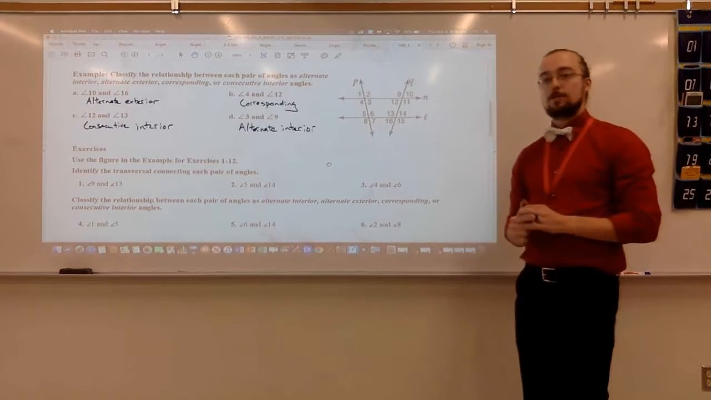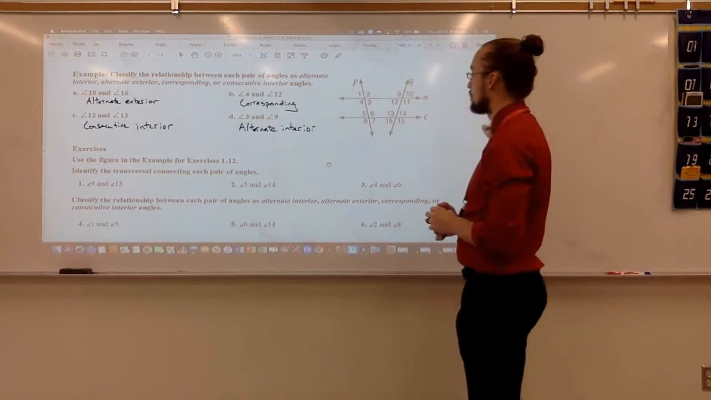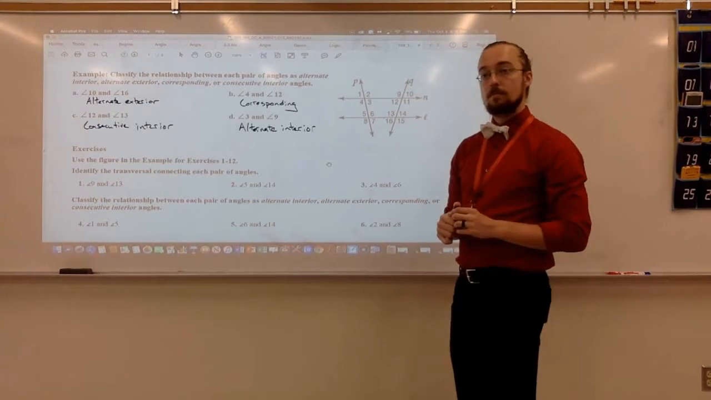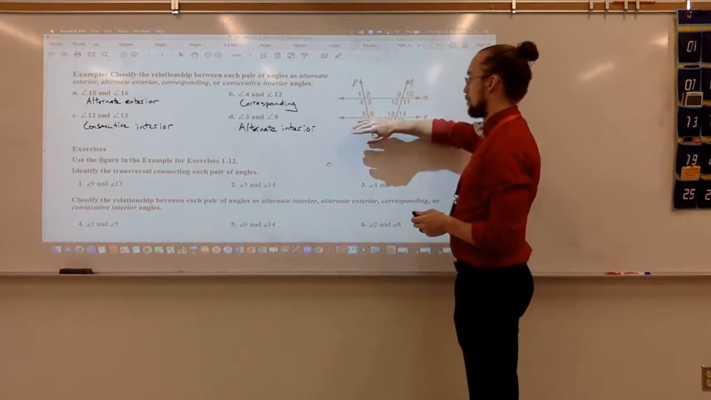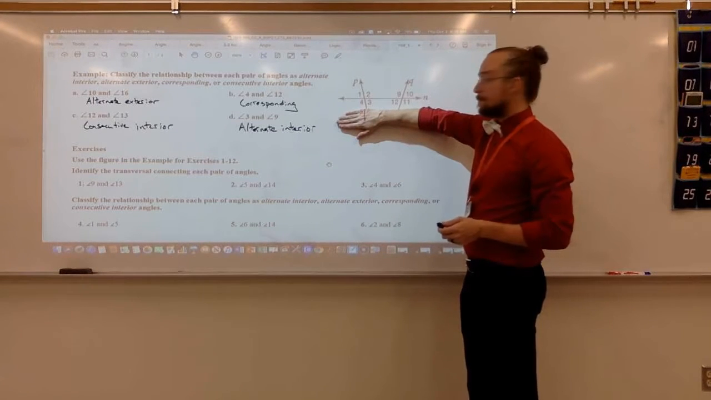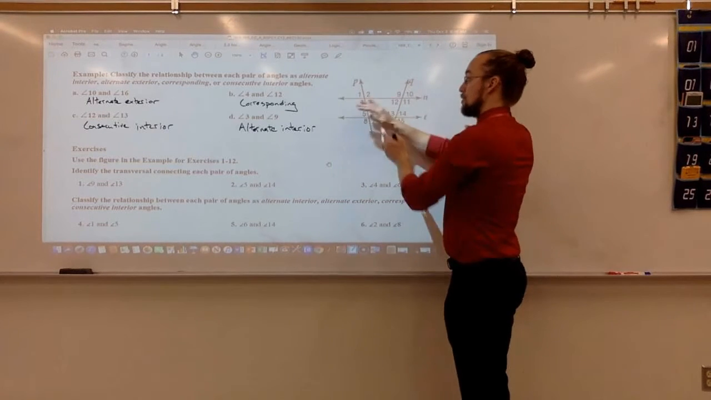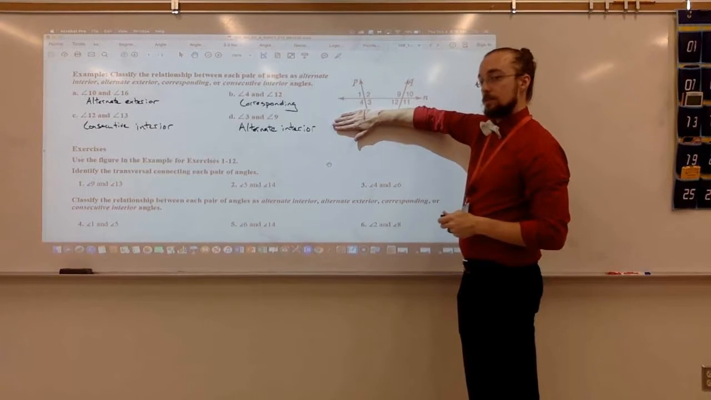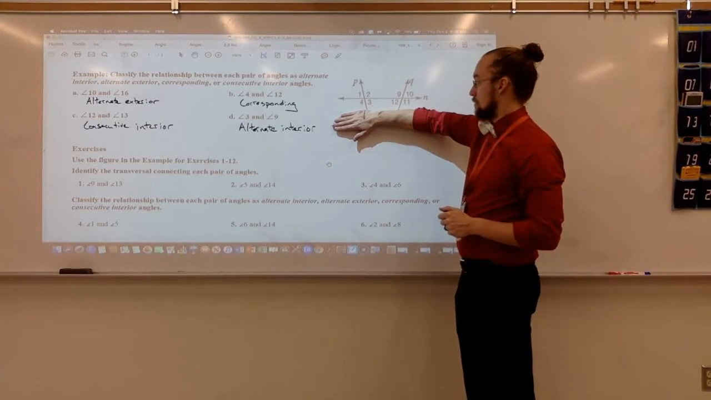I was alternating interior for D, 3 and 9. So we're looking at this part of the diagram, right, for 3 and 9. They're both on the inside of these two lines. So how do you ever know whether it's on the exterior, not the interior?